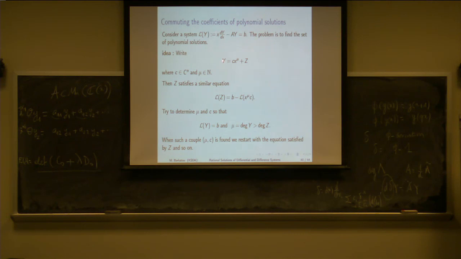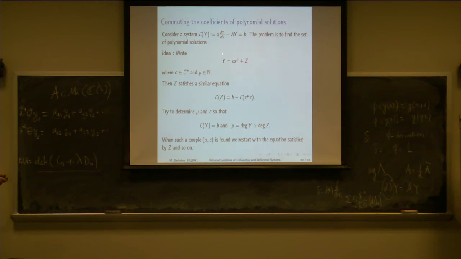Then the idea is to find the Y monomial by monomial. Okay, one of them. And this is in particular interesting if you have sparse solutions. But it turns out that it works even if the solution does not. It works very well. It's very efficient.